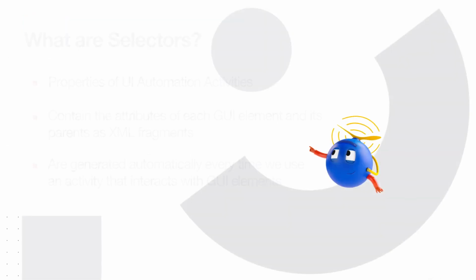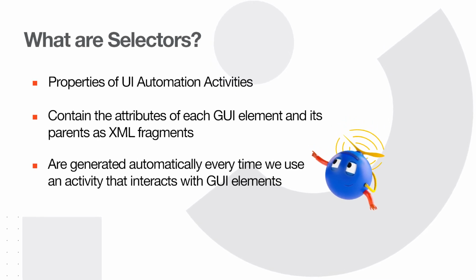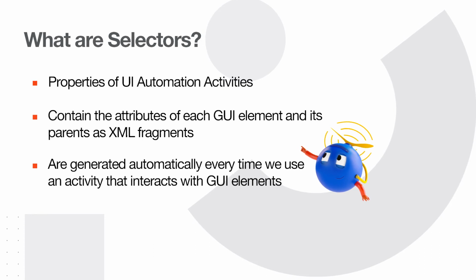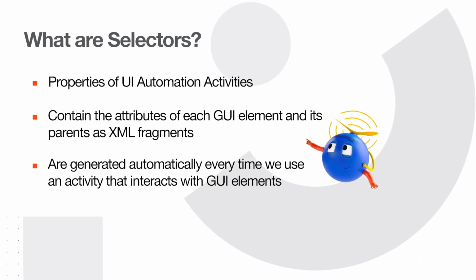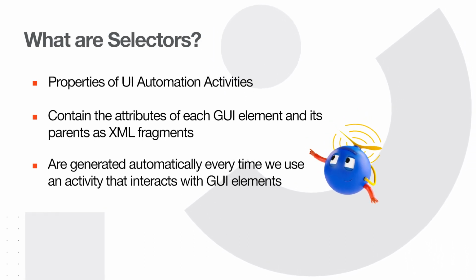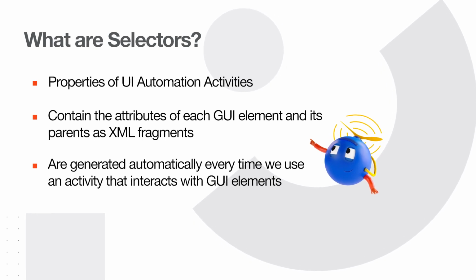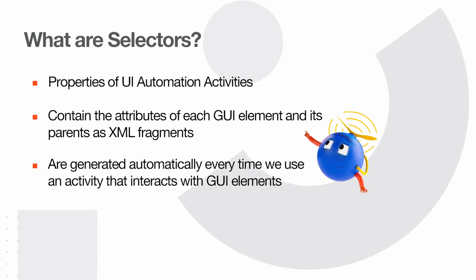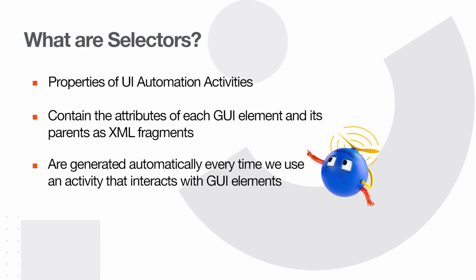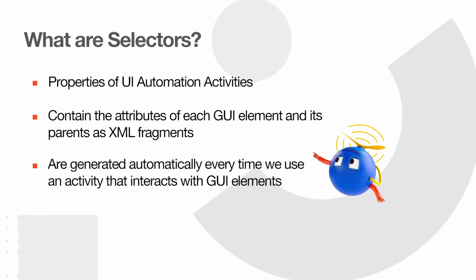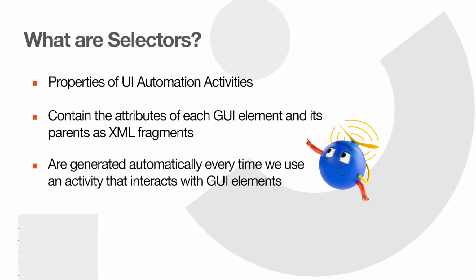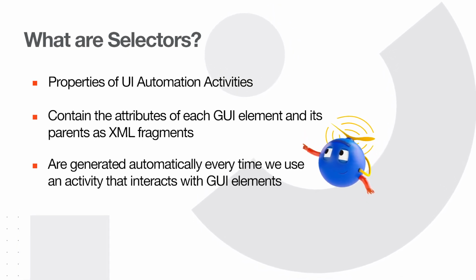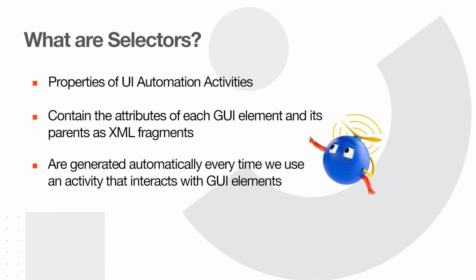Let's begin. We'll start with a brief definition of the concept, and then we'll move on to an example to illustrate how selectors work. What are selectors, and how are they created? Selectors are properties of UI automation activities. They contain the attributes of each graphical user interface element and its parents as XAML fragments. Selectors are generated automatically every time we use an activity that interacts with graphical user interface elements.